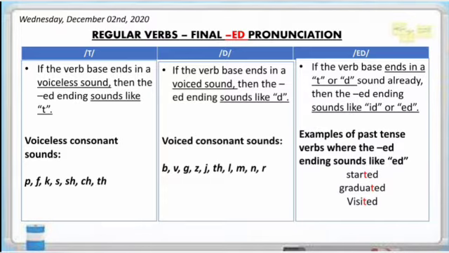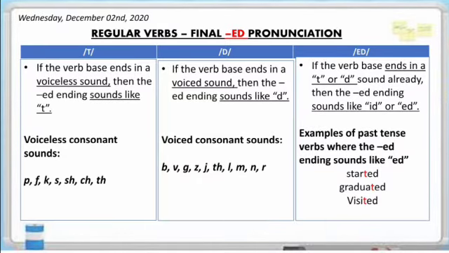So I have here my completed chart, and if you see, the final ed will be like d if the verb base ends in a voiced sound. In this case, your vocal cords vibrate. And then the final ed will be like id if the verb base ends in a t or d sound already. Okay? And we have examples, and they are started, graduated, visited.